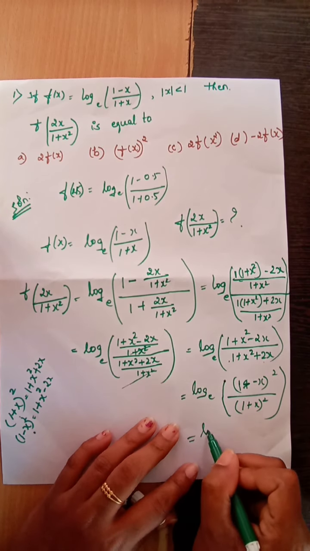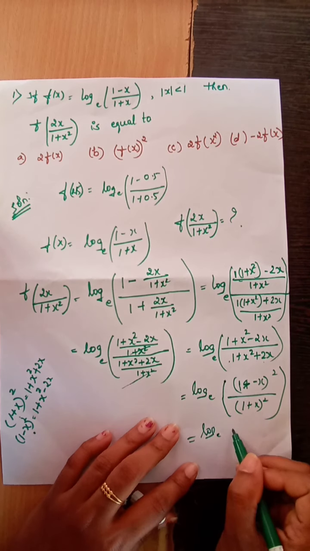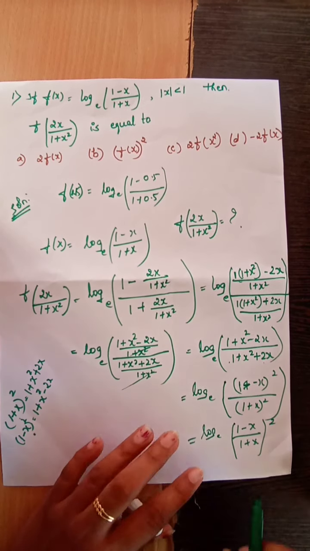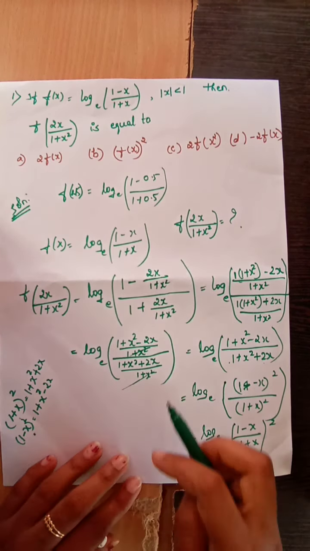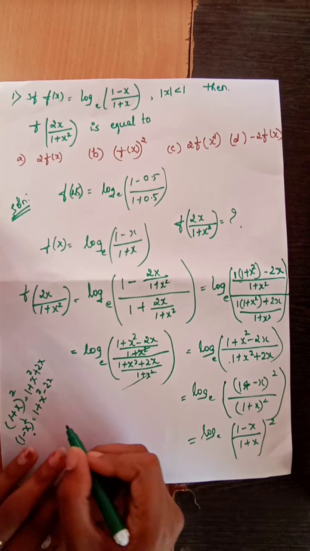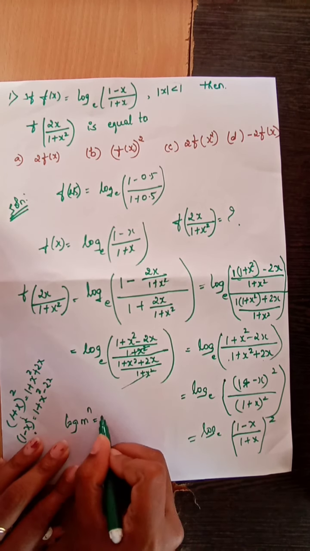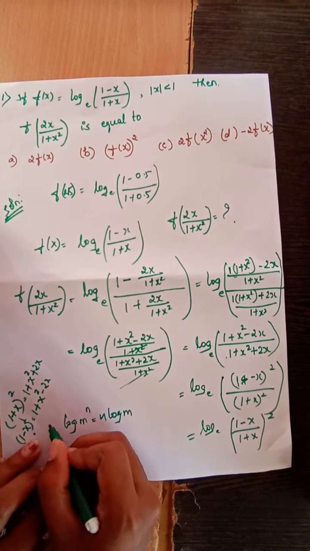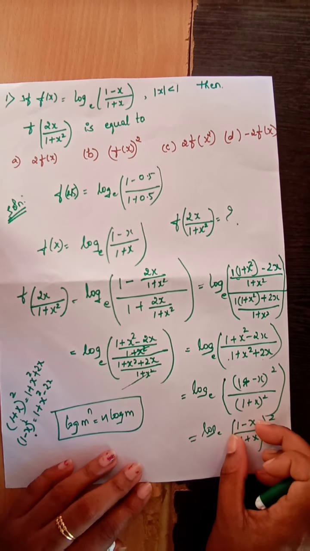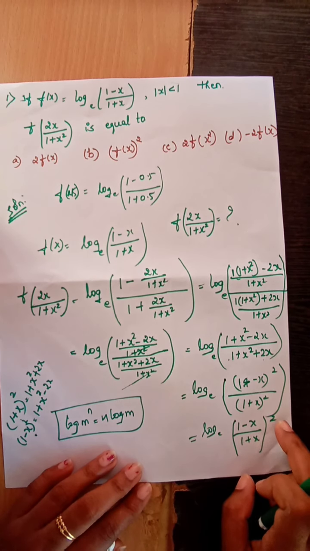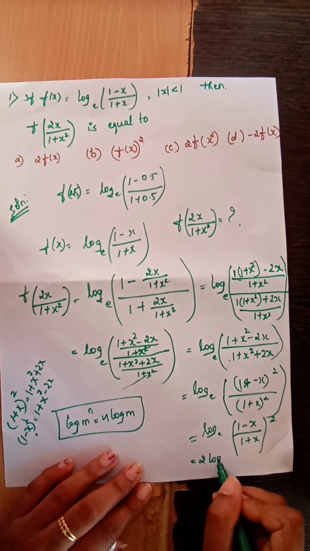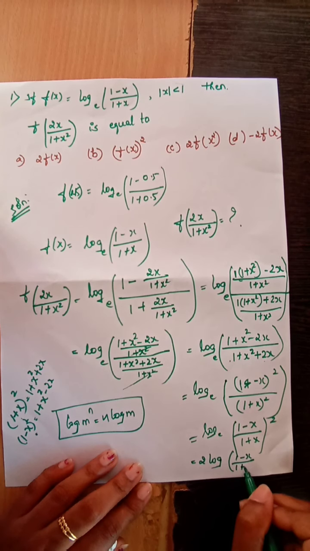Now you can see that the square is common, so I'll write it together, ((1 minus x) by (1 plus x)) whole square. But I don't have the option in terms of log. I have to write it in terms of f of x, in terms of the function they have given. So we have log m power n is n log m, correct? We know this, log m power n is n log m. So here, in place of m I have (1 minus x) by (1 plus x), and in place of n I have 2. So applying this, we'll get 2 times log of (1 minus x) by (1 plus x).